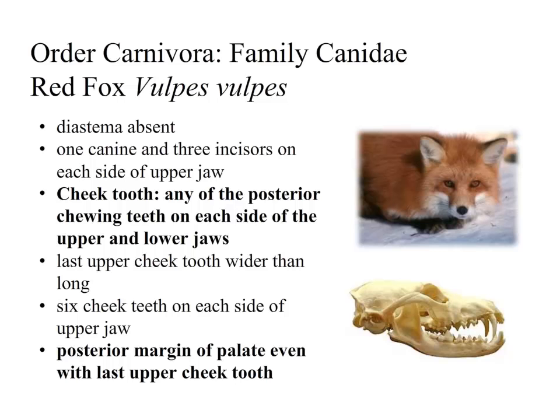One of the things to note is, being a carnivore, there is no diastema. So there's no space within the skull. It's all filled with teeth. There's one canine and 3 incisors on each side of the jaw. There are cheek teeth present in this animal. So what is a cheek tooth? A cheek tooth is any of the posterior chewing teeth on each of the sides of the upper and lower jaws. Now, what's interesting about the red fox is that the last upper cheek tooth is wider than it is long, and the 6 cheek teeth on each side of the upper jaw are basically different in size.